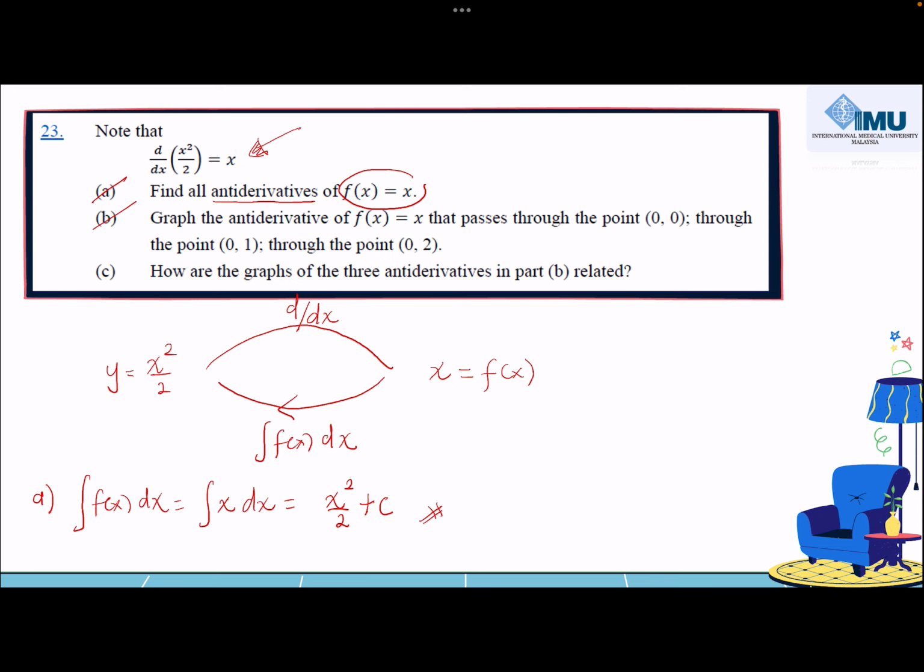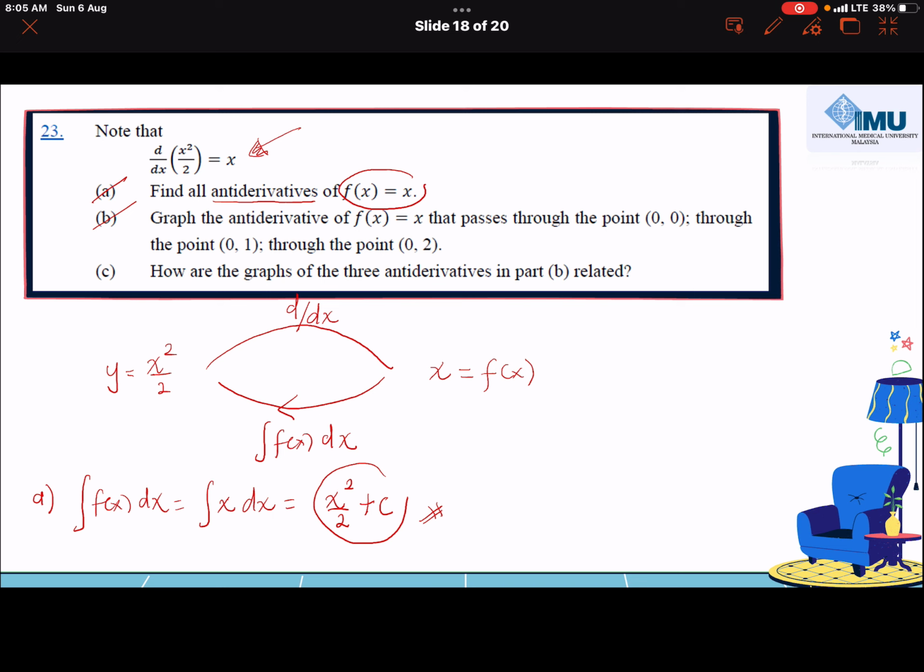Now, how to do B? Graph your antiderivative, which is this function, if the function passes through (0, 0), as well as (0, 1) and (0, 2). So basically, they give you different coordinates. When they give you different coordinates, you might obtain different values of c. So let's try to find all these three functions.